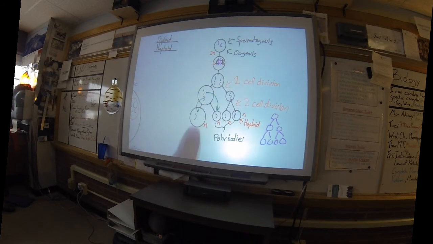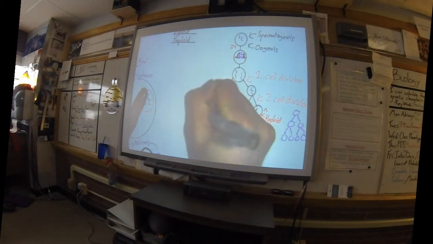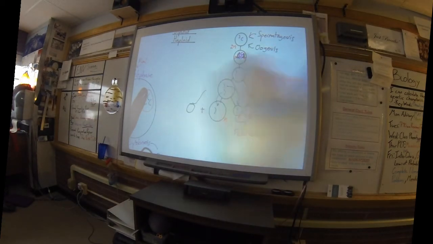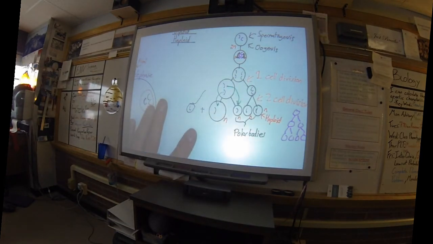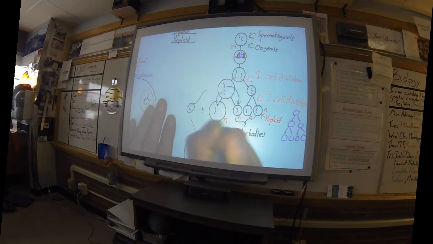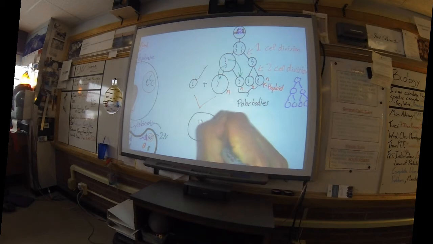That means if I were to take this egg right here, and combine it with a sperm that has 1 as well, and we put them together, what we're going to have is what's called a zygote, known as a fertilized egg, that will have both of them in there. Okay? So therefore, we'll get to something that is known as 2N.